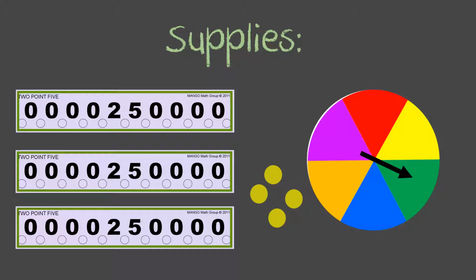The supplies that are provided in the pouch, along with your information sheet and directions, is 3 game boards, so you can have 3 players. There are counters that you can use as your decimal point, and there's a transparent spinner, and then on the directions, there is a spinner that you can use.